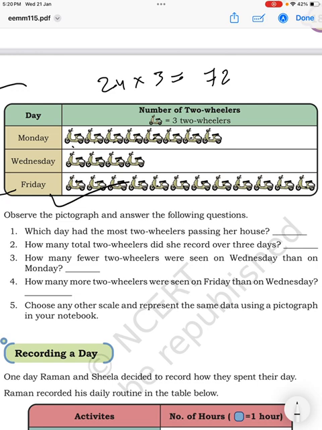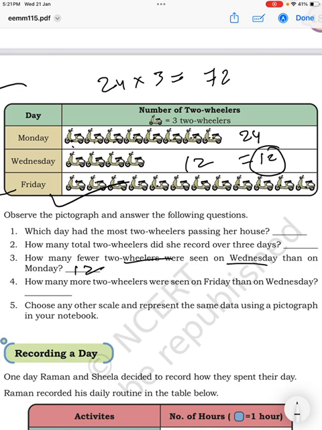How many fewer two-wheelers were seen on Wednesday than on Monday? On Monday you can see 8 pictures. 8 threes are 24 were there, and on Wednesday there are 4 pictures, so 12. So 24 minus 12 will be 12. So 12 two-wheelers were fewer seen on Wednesday than on Monday. So you will write here 12.